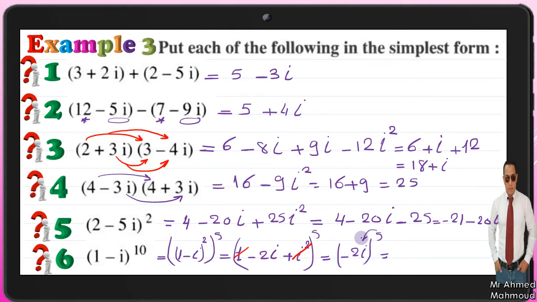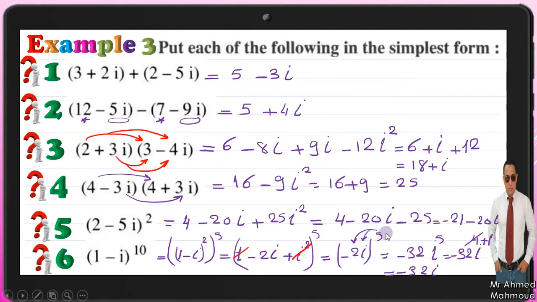Now I'm going to distribute the power 5. Negative 2 to the power of 5 equals negative 32, times i to the power of 5. i to the power of 5, 5 equals 4 plus 1. It will be like this: negative 32 times i to the power of 4 plus 1. We cross out 4. It will be negative 32i, which equals negative 32i.